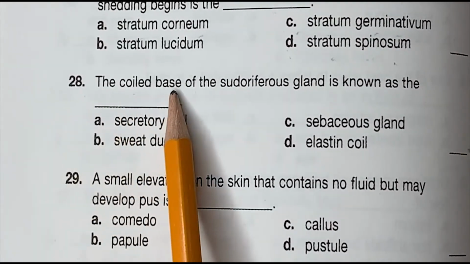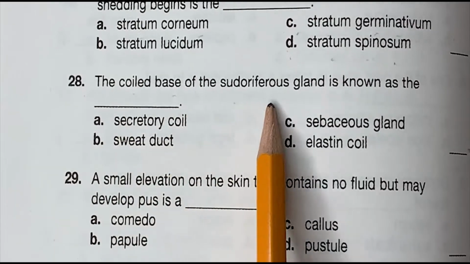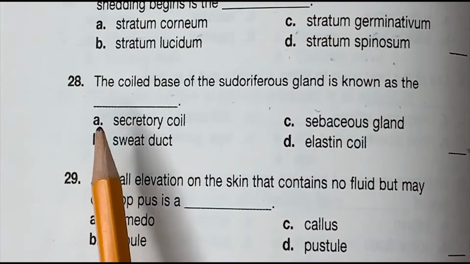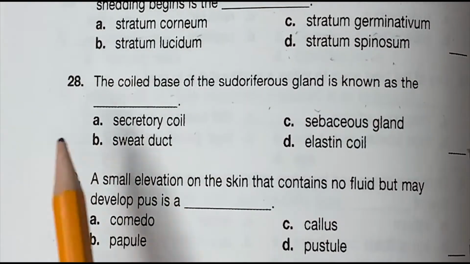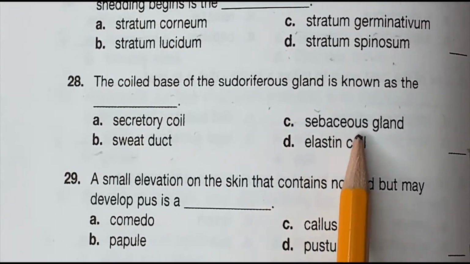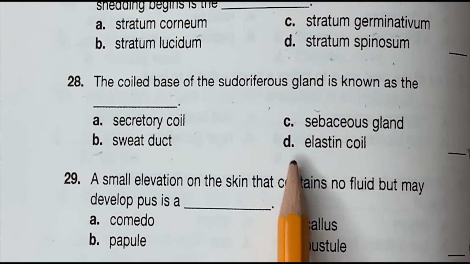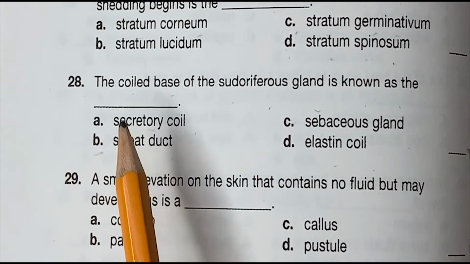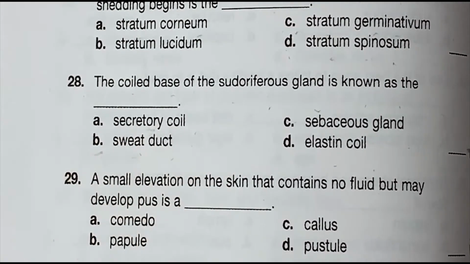28. The base of the sebaceous gland is known as the blank. A, secretory coil, B, sweat duct, C, sebaceous gland, or D, elastin coil. And the correct answer is A, secretory coil.